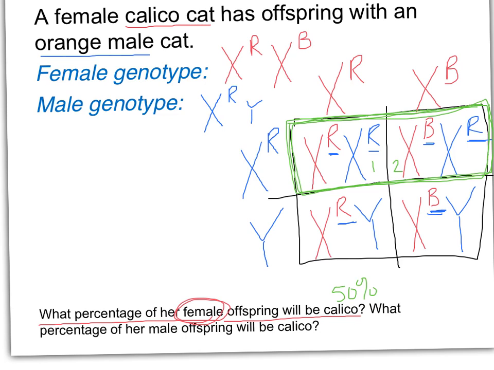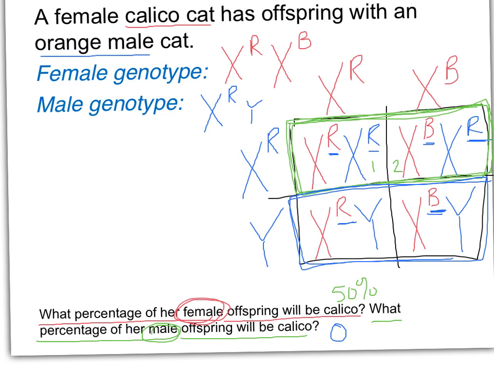Now the next question is asking what percentage of her male offspring will be calico. So then I'm just going to look at her boys right here. Just the boys. Boys cannot be calico, so that's always going to be 0% no matter what you use for the original parent cats. It doesn't matter. But the question is asking about male offspring, so we just look at the boys. The first question right here is asking about female offspring, so we just look at the ladies in determining our percents.